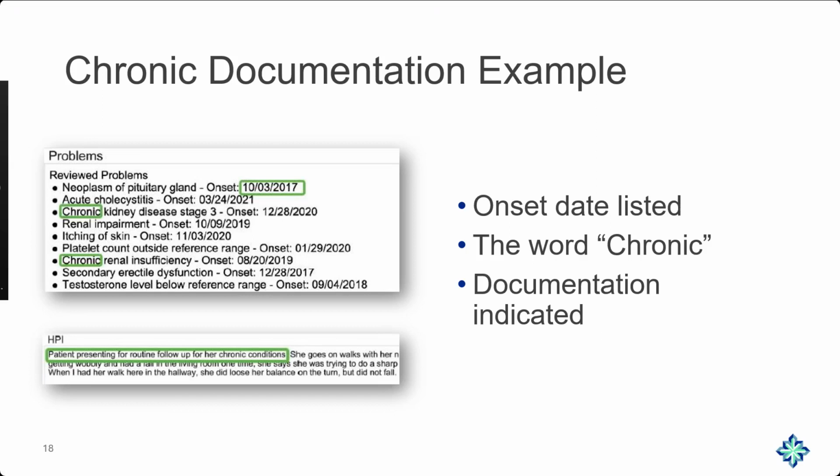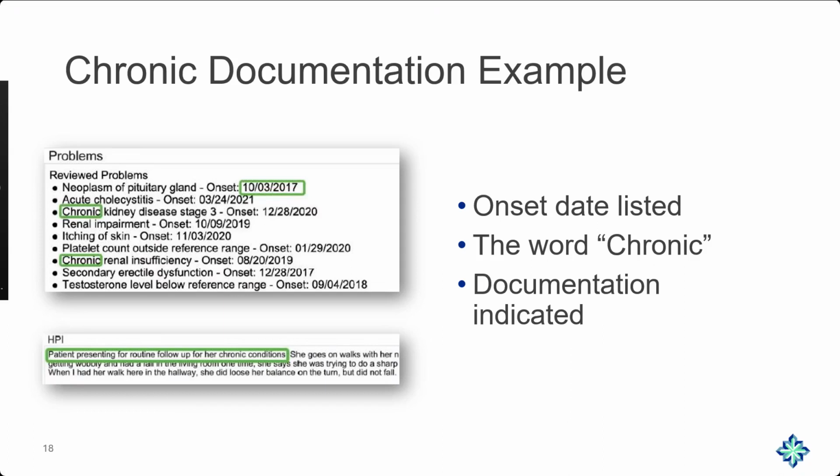Now the bottom one is calling out in the history that they were presenting for follow-up on their chronic conditions. Now we don't know which chronic conditions. We're not necessarily going to assume the ones that are listed in their master list, but here they do have the problems that were addressed in the session listed as chronic.